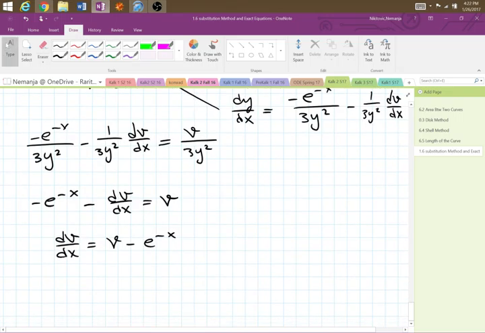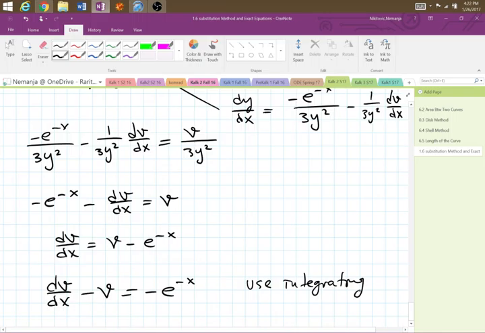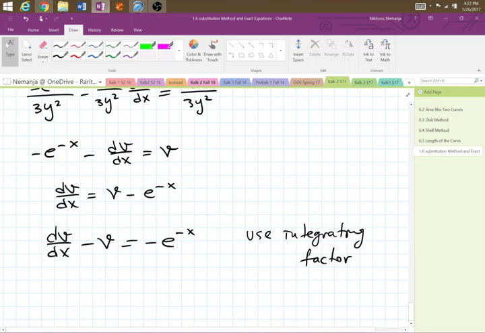So v is on the wrong side. We have dv over dx minus v is equal to negative e to the negative x, and this is where we use integrating factor. So what is my p of x here? Anyone? -1, thank you. And the q of x is obviously negative e to the negative x.